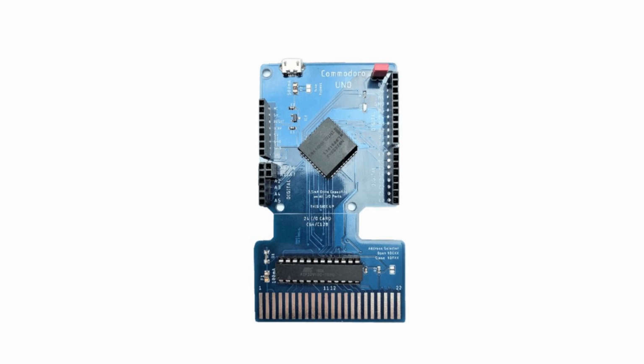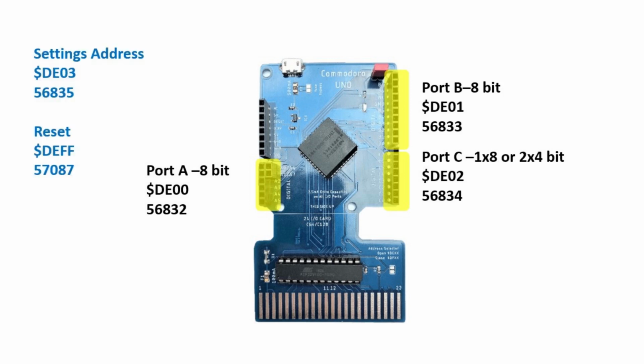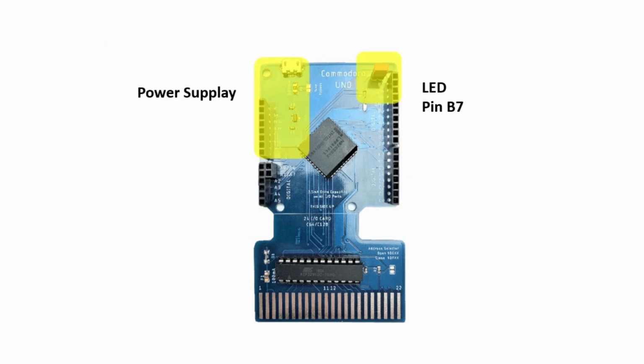And this is the design. It looks like a bit too big cartridge with three ports that have a layout equal to Arduino UNO. This is port A, this is port B, and this is port C. For setting and reset, the next addresses need to be used. The design also has an LED and an external power supply.